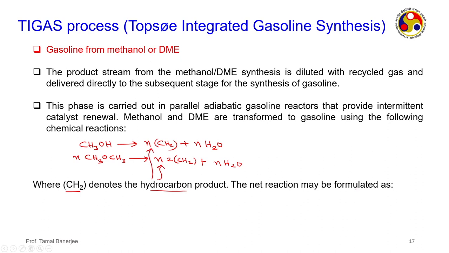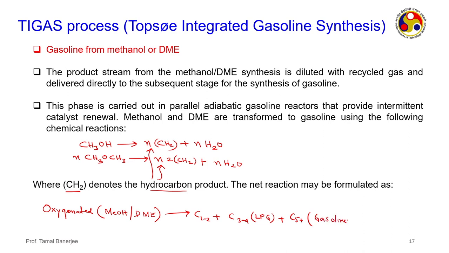The net reaction thus can be formulated as, so what we have finally is the oxygenated compounds. What are the oxygenated compounds? The methanol, MeOH, and dimethyl ether. This is getting converted to what? It is converted to C1-C2, then you have C3-C4, which is LPG, and then you have C5 plus gasoline, and then water and heat. So, this is the entire reaction happening in the TIGAS process. Oxygenated compounds are converted to C1-C2, C3-C4, C5 plus, H2O and heat.